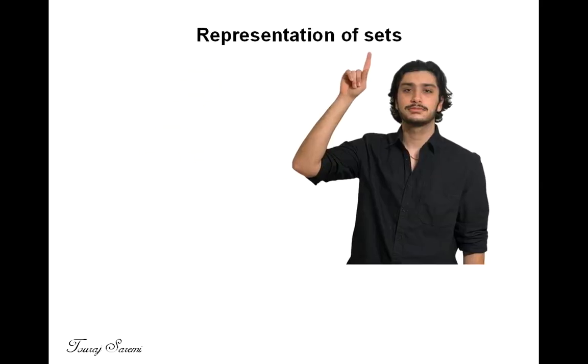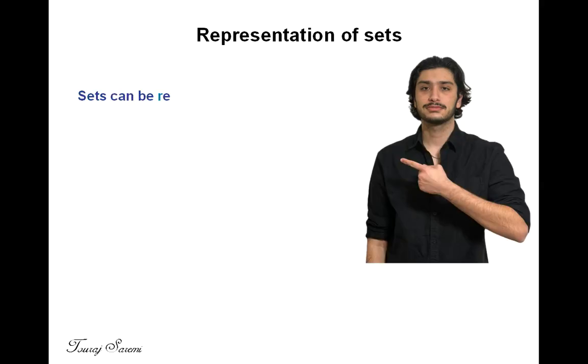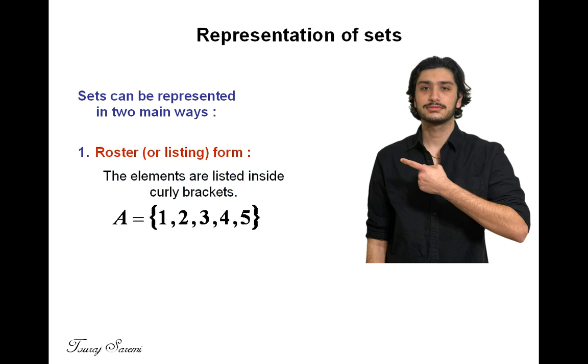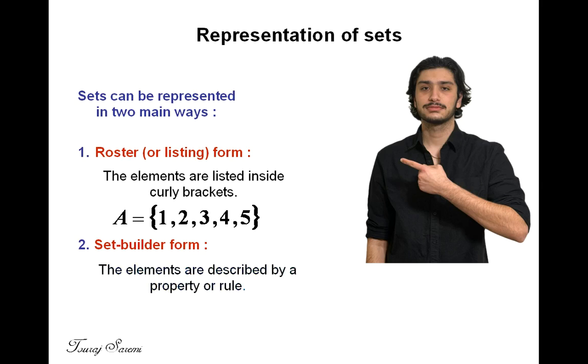Representation of sets. Sets can be represented in two main ways. 1. Roster or listing form. The elements are listed inside curly brackets. 2. Set builder form. The elements are described by a property or rule.